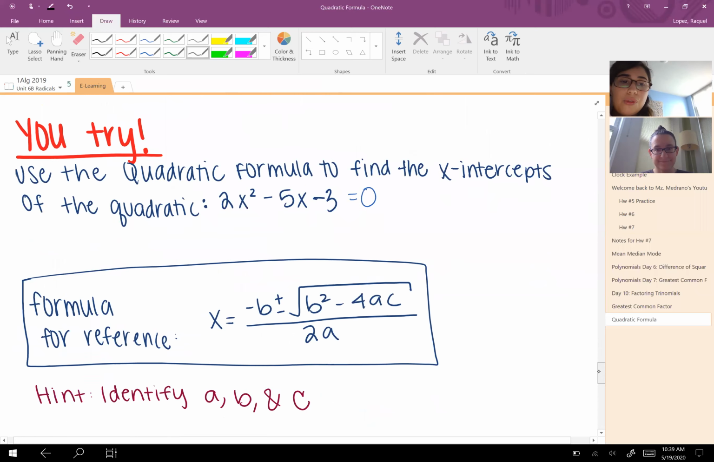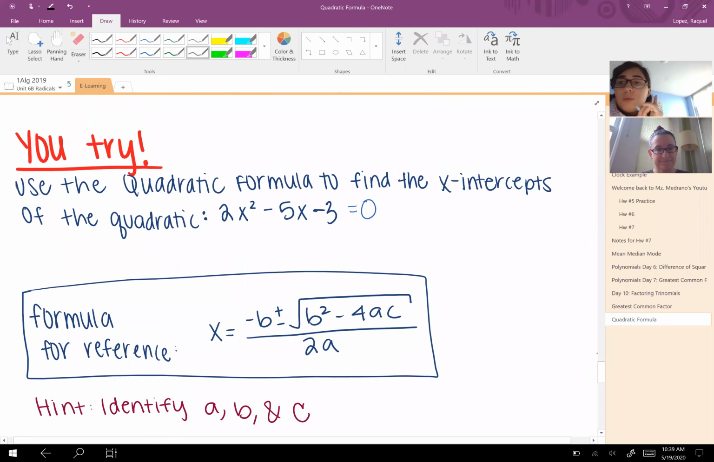And so now we're going to go through one more example. So this is one for you to try. So here's a new quadratic formula to find the x-intercepts. So our equation is 2x squared minus 5x minus 3 equals 0.